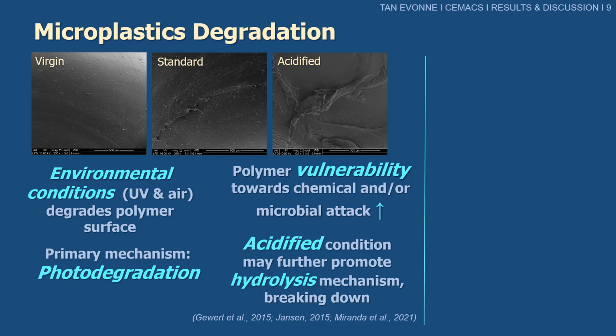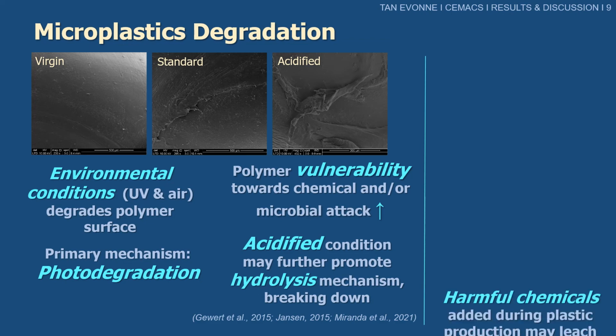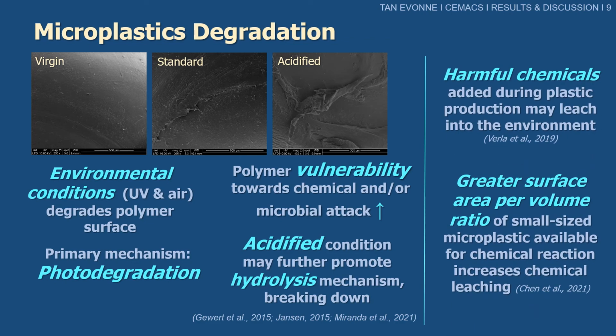In addition, our concern of microplastics as an environmental pollutant is that the harmful chemicals added during plastic production may leach into the environment, which would further cause chemical concentration increase in the ocean, and also the greater surface area per volume ratio of small size microplastic available for chemical reaction would increase chemical leaching, which would cause ecological problems.